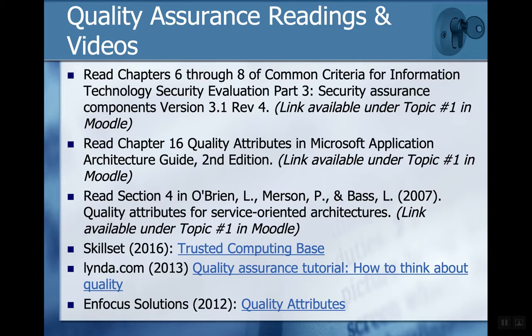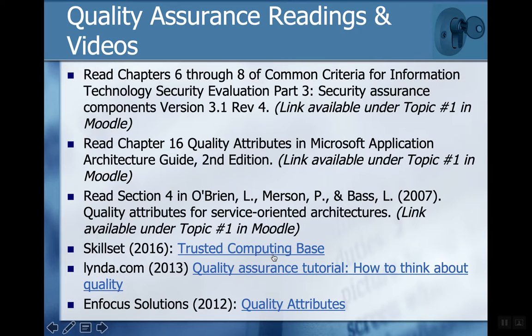This relates back to, if we're looking for the topics, chapters 6 through 8. If we take a look under topic 1 in Moodle, chapter 6 is the Common Criteria for Information Technology Evaluation. Chapter 16 is also a link for the Microsoft Application Architecture Guide version 2.0. In chapter 16, basically, we talk about different security attributes.